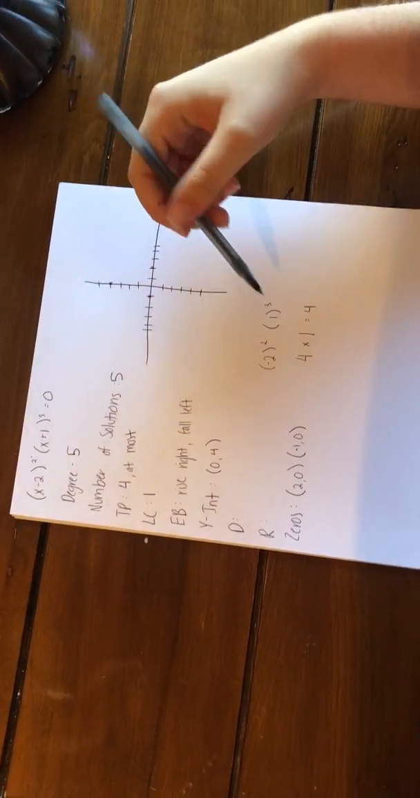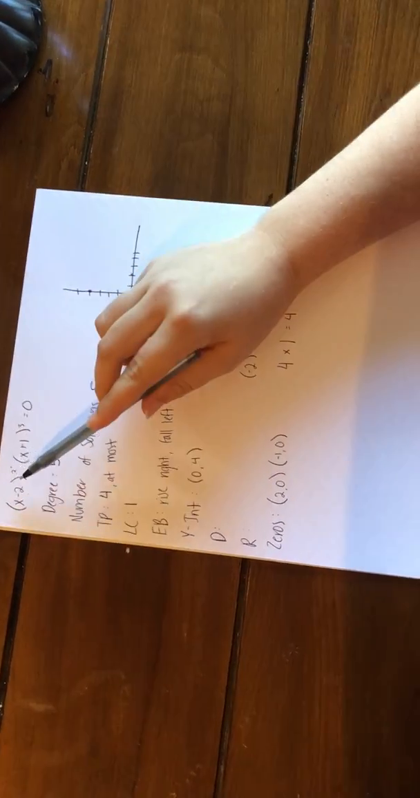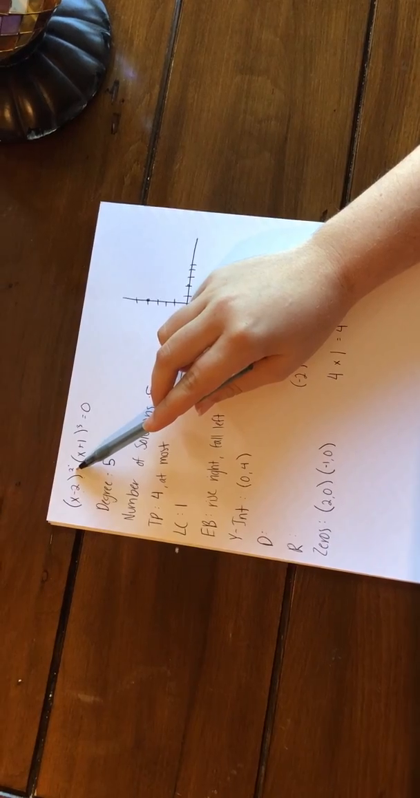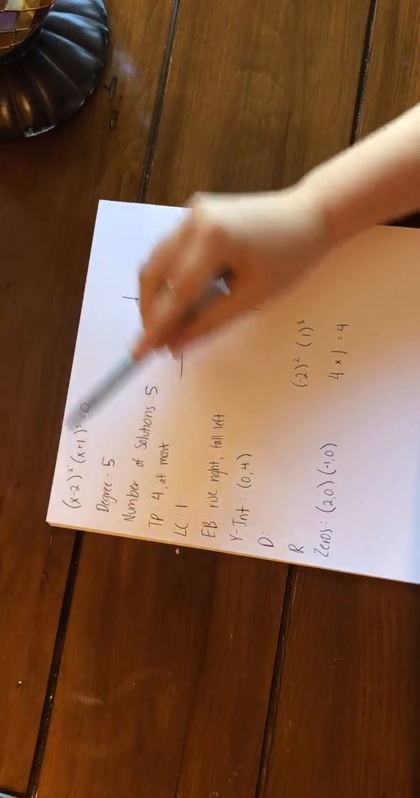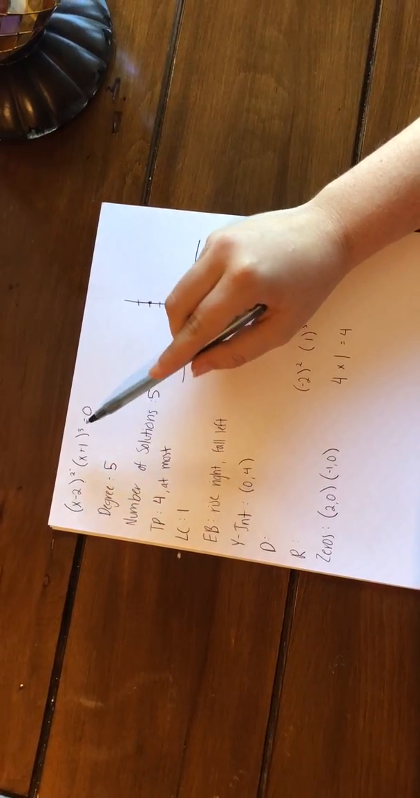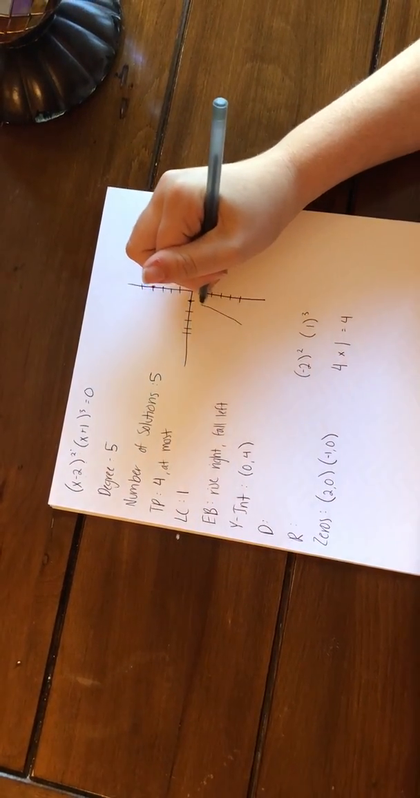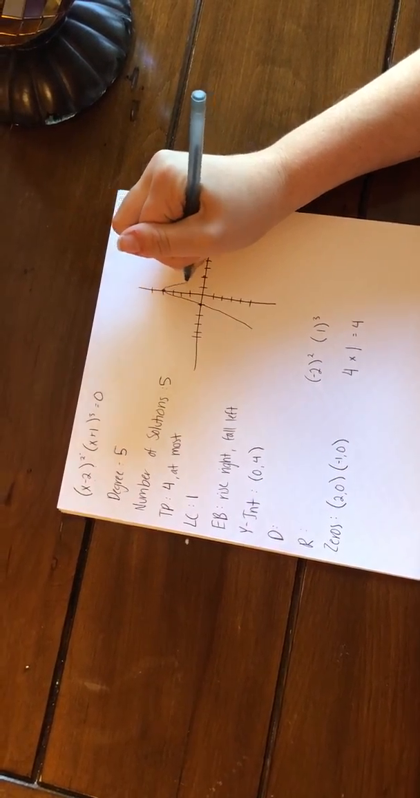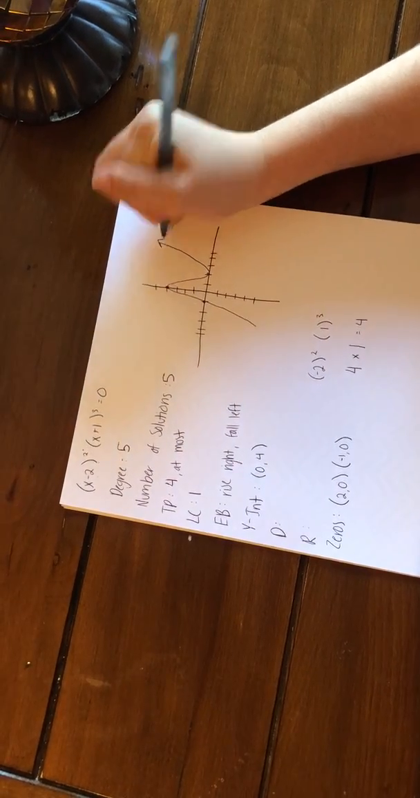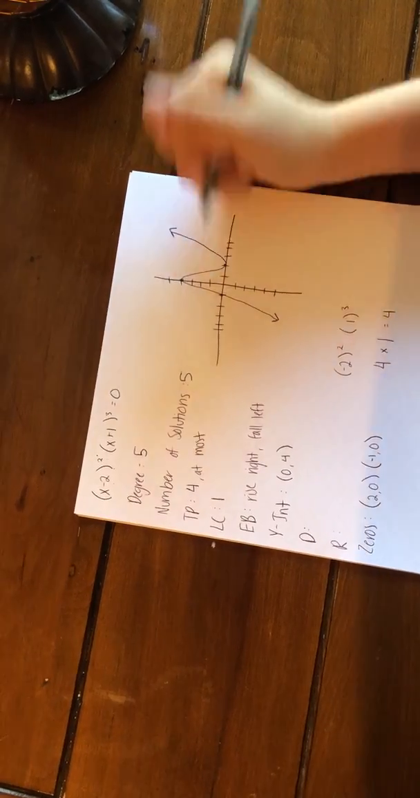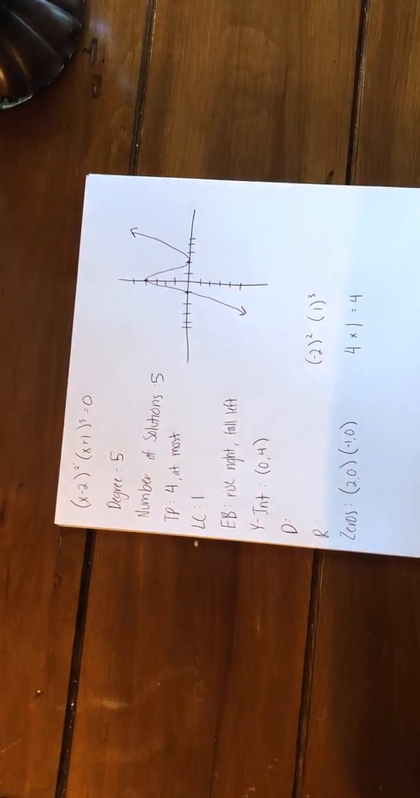It's important to remember the multiplicities when you're graphing. Since x minus 2 has a multiplicity of 2, which is even, it's going to bounce. And since x plus 1 has a multiplicity of 3, it'll go straight through the axis. So this is what your graph would look like with that bounce at the multiplicity 2.